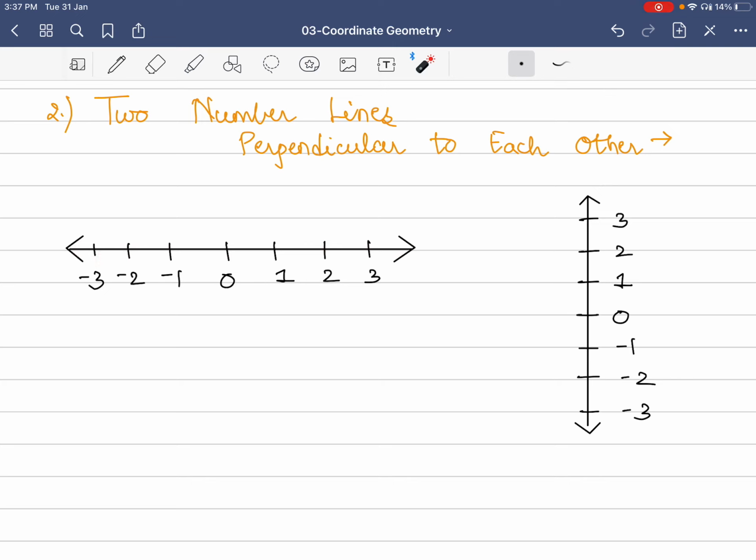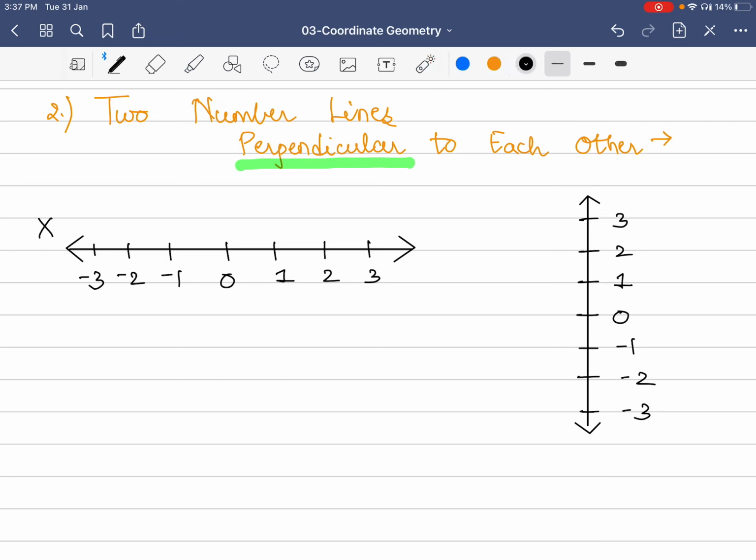Now what we are going to do is something interesting. We are going to put these two number lines over each other. How are we going to put it over each other? In a way that they are perpendicular to each other. So this word is very important. So these two number lines, we are going to overlap over each other such that they are perpendicular to each other. Before we do that, let's name this number line.